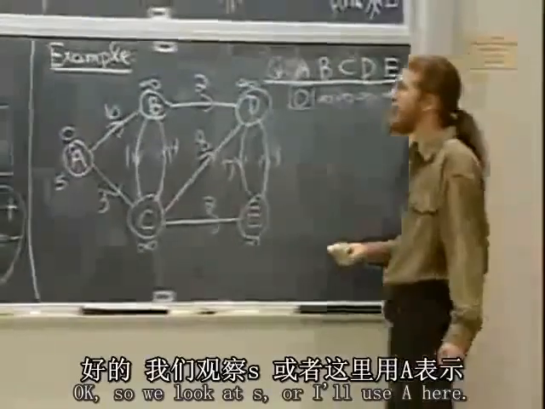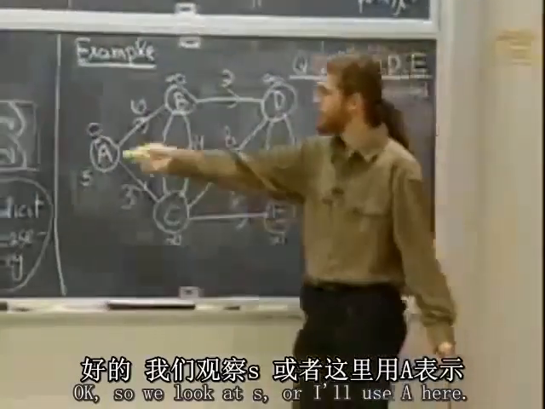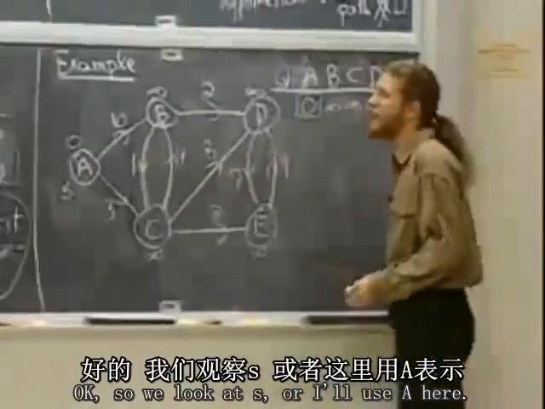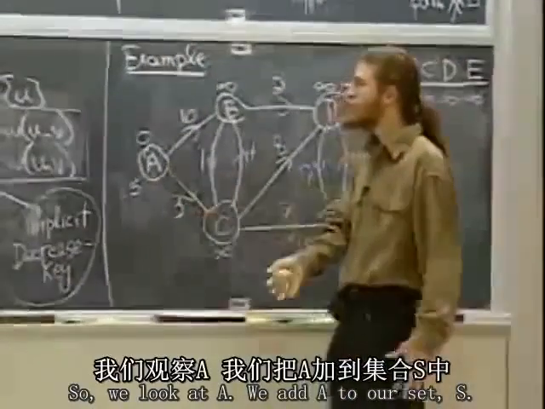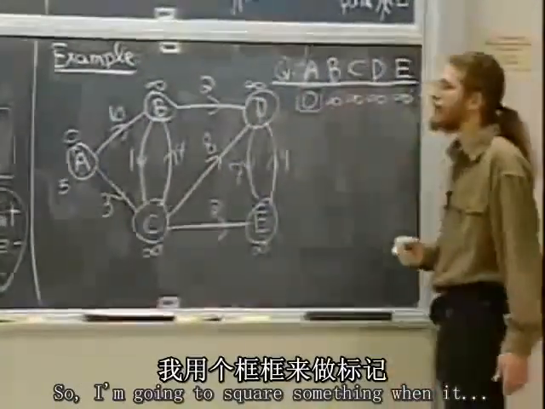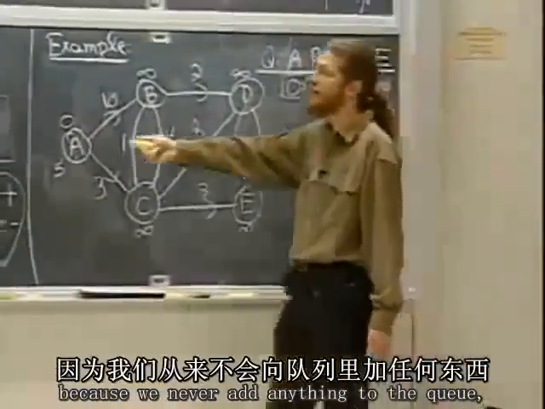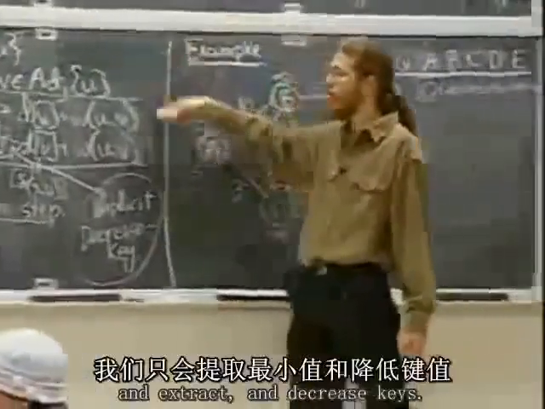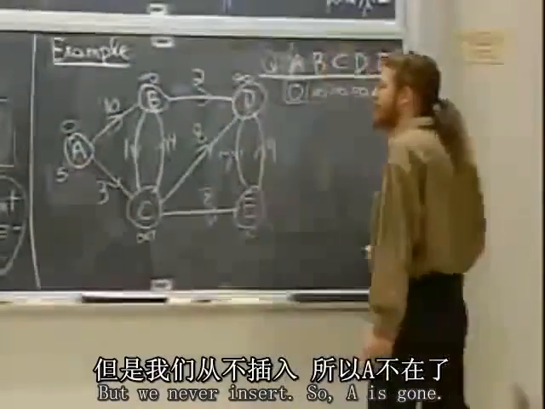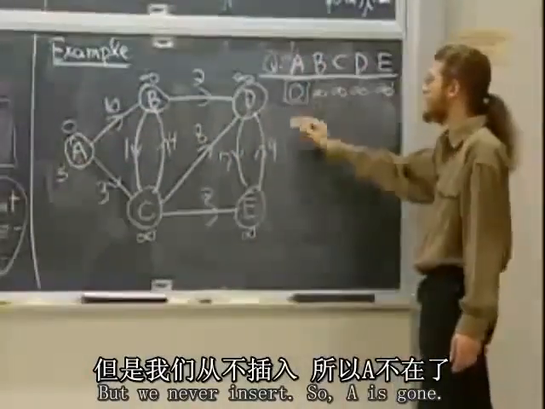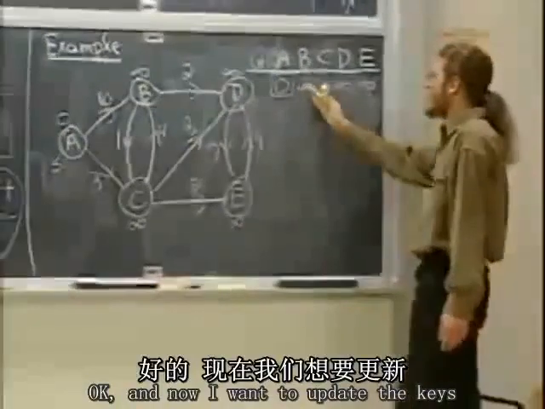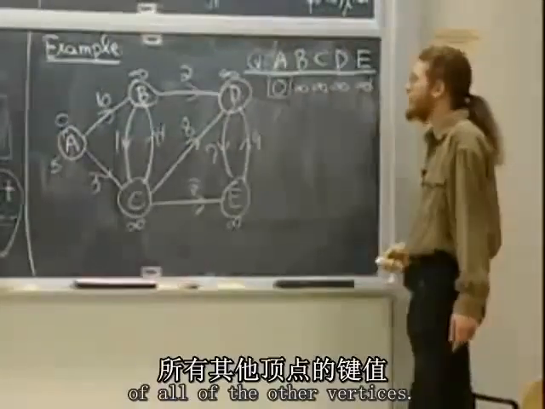So we look at A, we add A to our set S, so I'm going to square something when it's now removed from the queue. It will never go back in, because we never add anything to the queue. We start with all the vertices and extract and decrease keys, but we never insert. So A is gone.